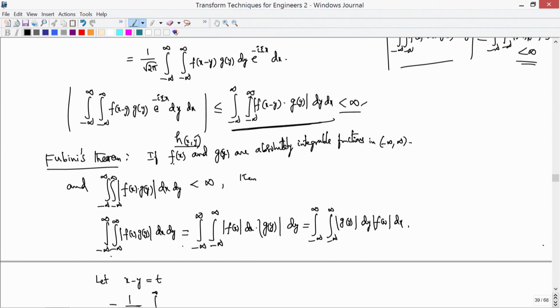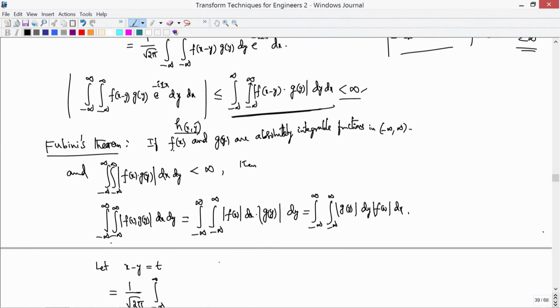So, inside, you have f of x minus y, and I am integrating with respect to the variable y. So, dy, x minus y is t, so you have minus dy is dt. So, you have a minus dt.